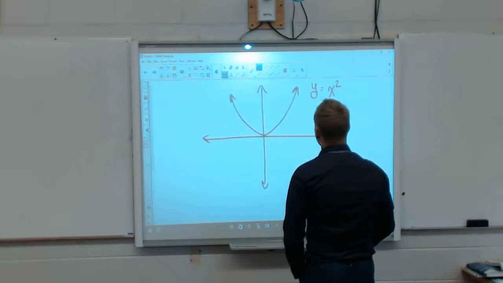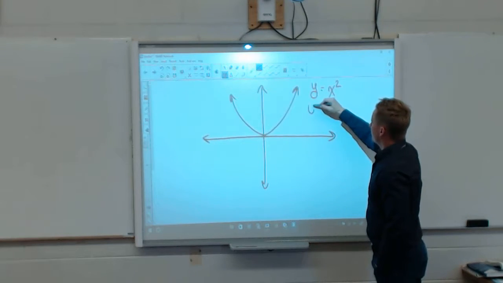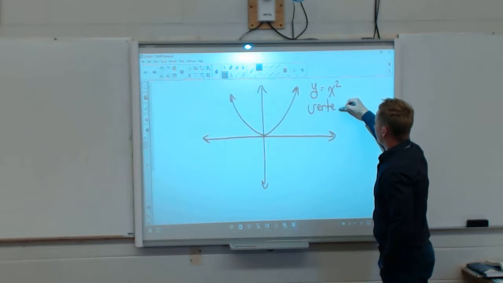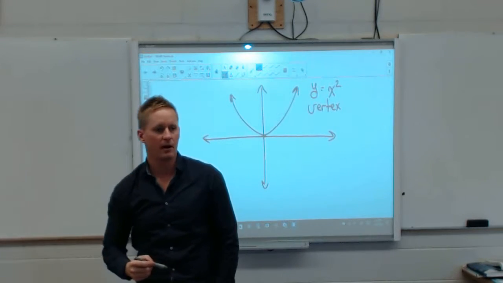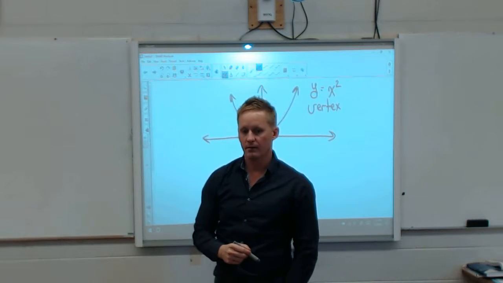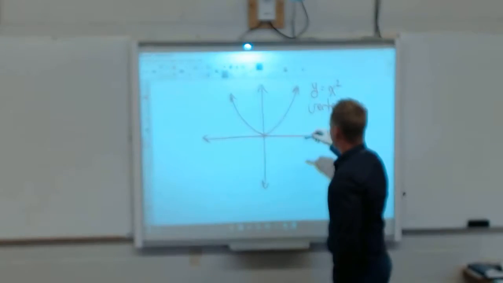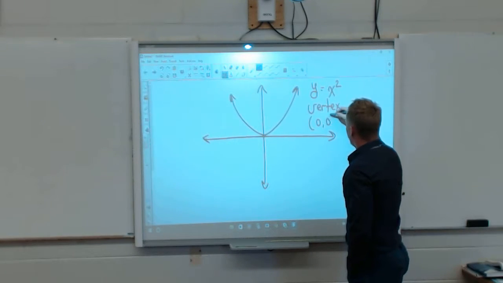Okay, so I got y equals x squared. So we talked about a couple properties. First of all was the vertex. What's the vertex of this graph? 0, 0. It's a coordinate, right? So we need an actual coordinate value.